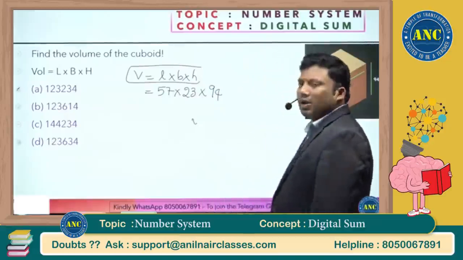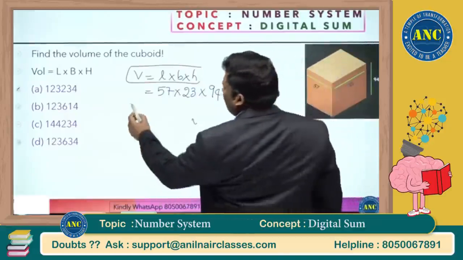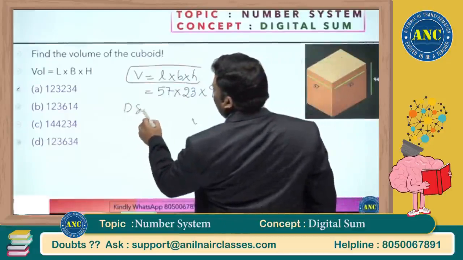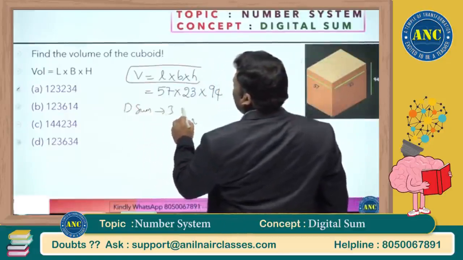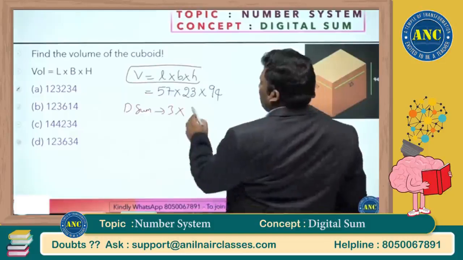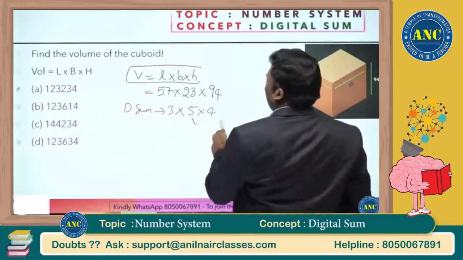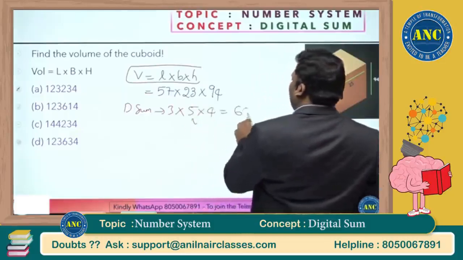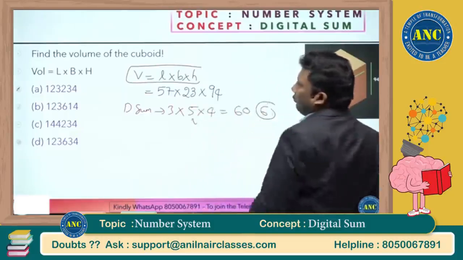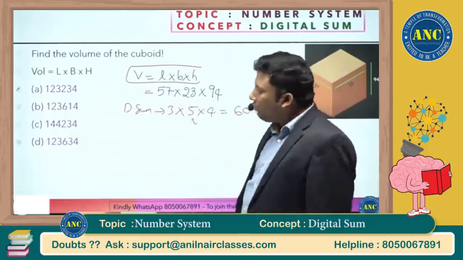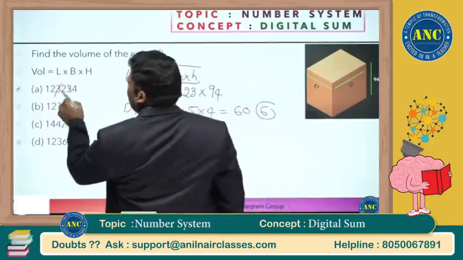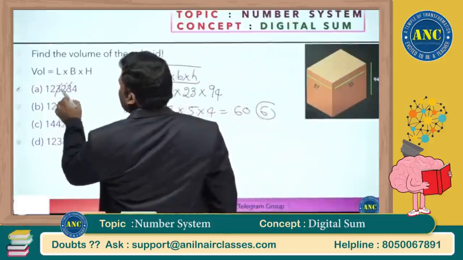You can solve this problem in any method. Let me first use digital sum. 5 plus 7, 12, 3. 2 plus 3, 5. 94, 4. 5 3s are 15, 15 4s are 60. Digital sum is 6.